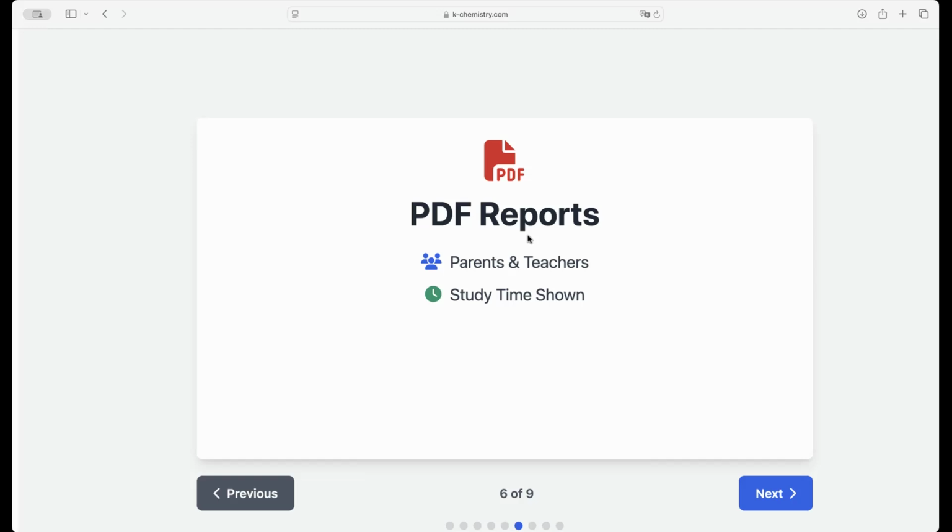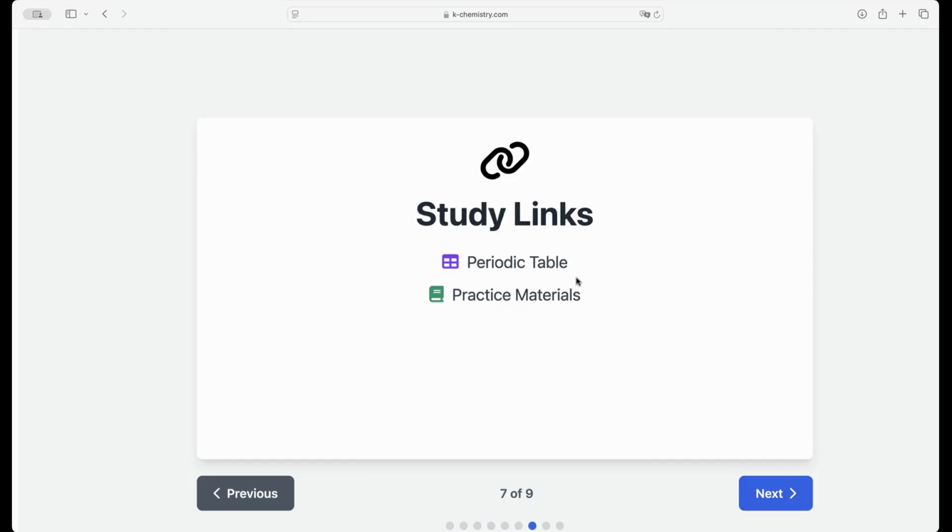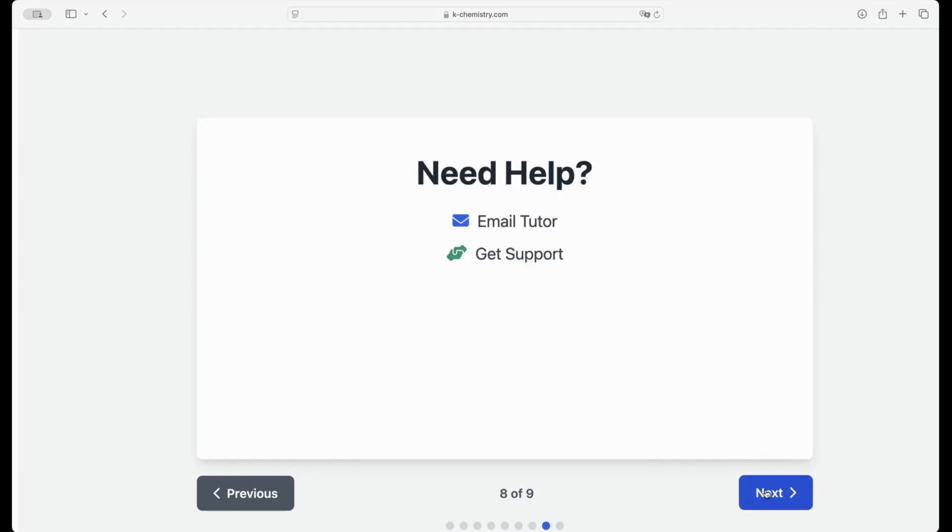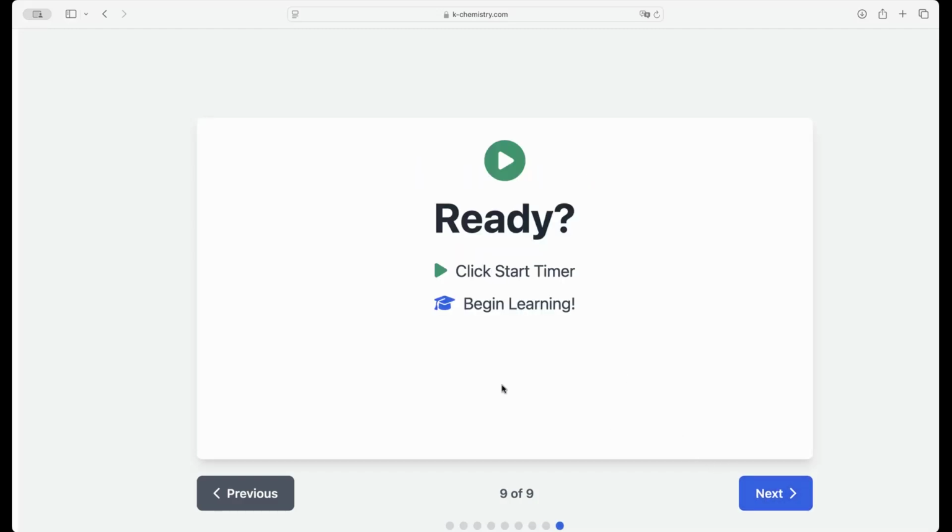Then you can get a PDF report you can send to your parent or your teacher, and you can also find some study links here, practice material and the periodic table. If you need some more help, you can just press email tutor and you can get support from us. Ready? Click the start timer.